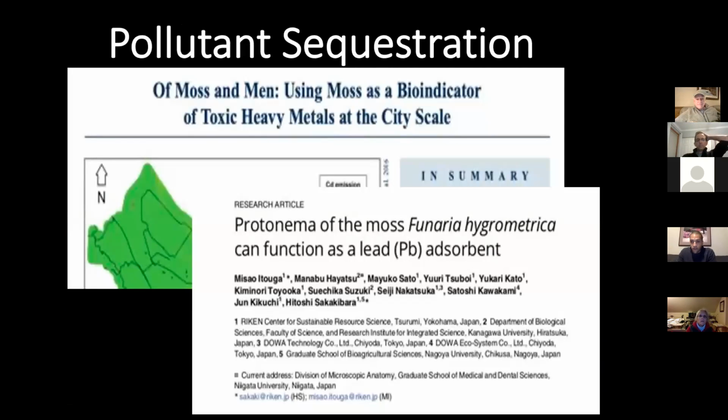And they're also very, very good at sequestering pollution, especially heavy metals. So remember, they get all their nutrients from the surface. So any pollutants on the surface are going to show up in these things. And a lot of studies have been done in urban areas and around things like mining reclamation sites, where these mosses have absorbed pollutants that we otherwise wouldn't really want in our surface water or air.